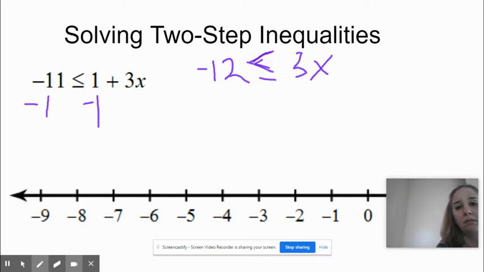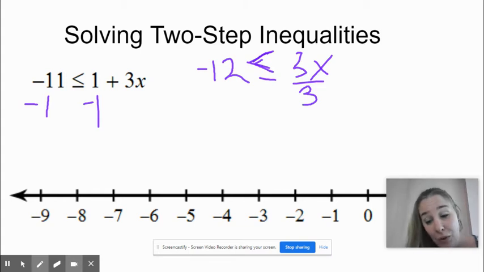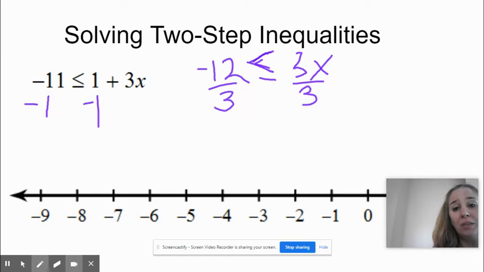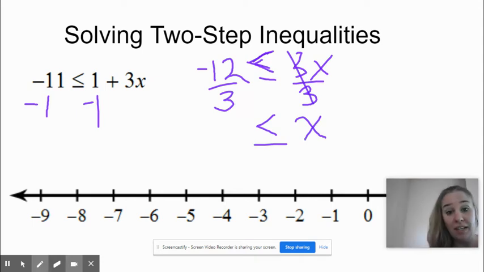And then we divide by 3. We are dividing by a positive, even though it's happening to a negative 12. We are dividing by a positive, so we do not flip our sign. 3 and 3 cancel. Negative 12 divided by 3 is negative 4. So this is what we need to plot.